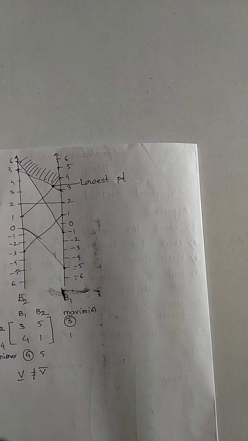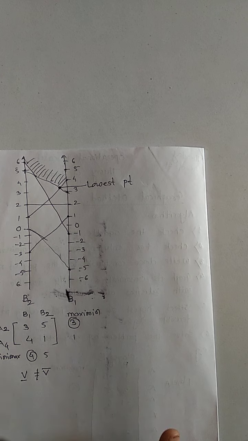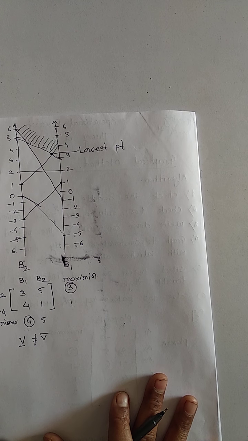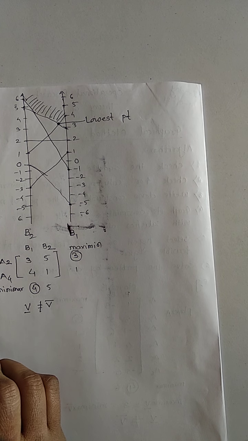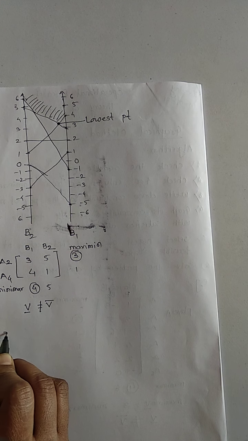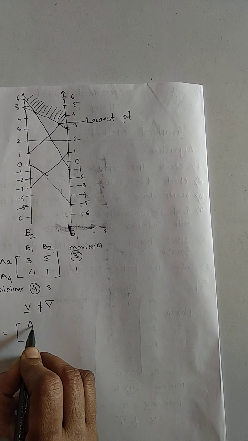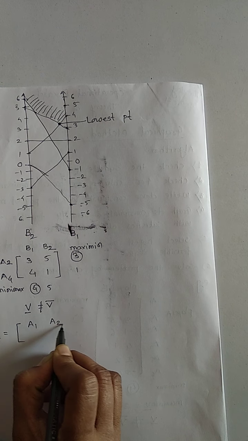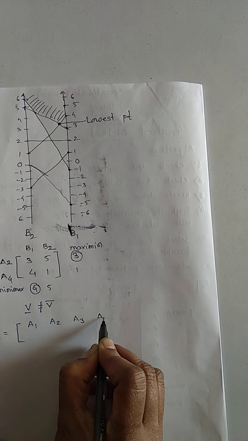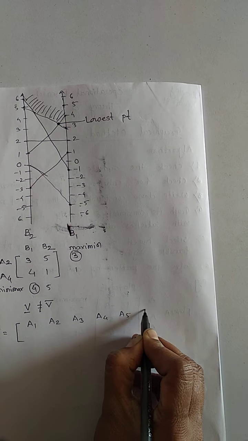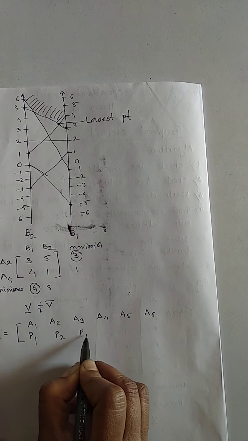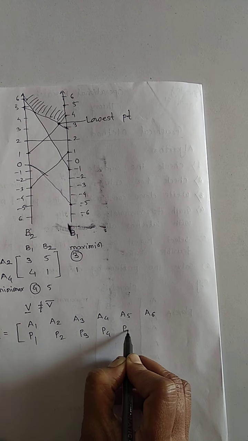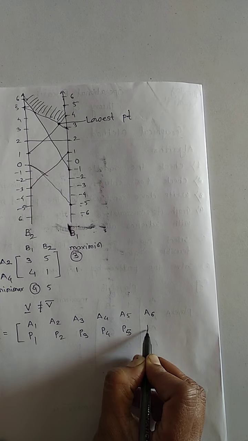Therefore, the game is without a saddle point. Then this problem is solved by the without saddle point method. First we write the mixed strategy for player A and player B. The mixed strategy for player A, SA, is equal to: here 6 rows are present, that is A1, A2, A3, A4, A5 and A6. That is P1, P2, P3, P4, P5 and P6.